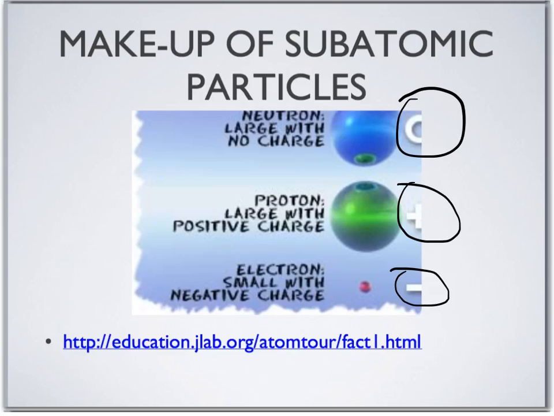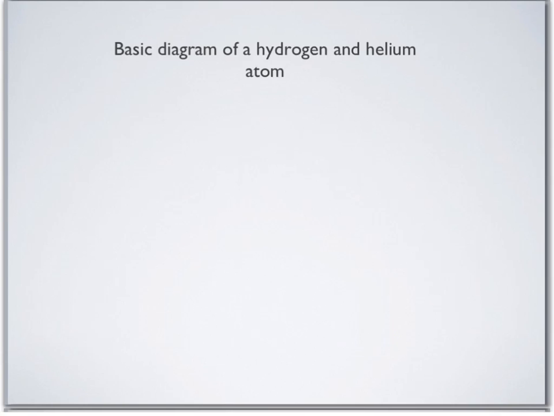You can also see there's a size difference. The electron, you can see, is a lot smaller here than, say, the proton or the neutron. The proton and the neutron are about the same size, but it takes 1,836 electrons to make up the size of one proton. So they are a lot smaller.